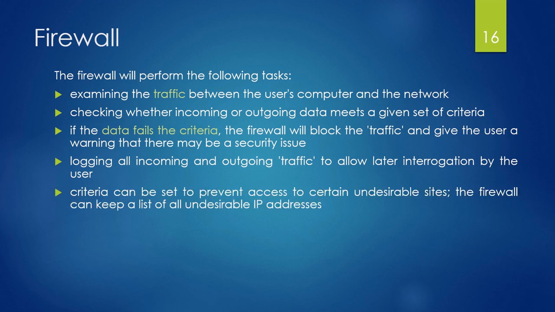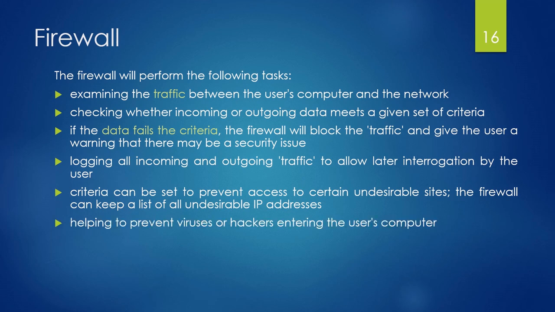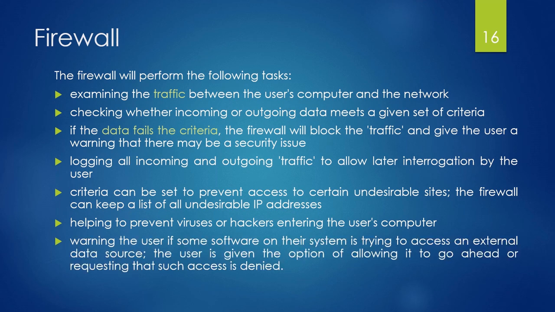Criteria can be set to prevent access to certain undesirable sites. The firewall can keep a list of all undesirable IP addresses, helping to prevent viruses or hackers entering the user's computer, and warning the user if some software on their system is trying to access an external data source. The user is given the option of allowing it to go ahead or requesting that such access is denied.